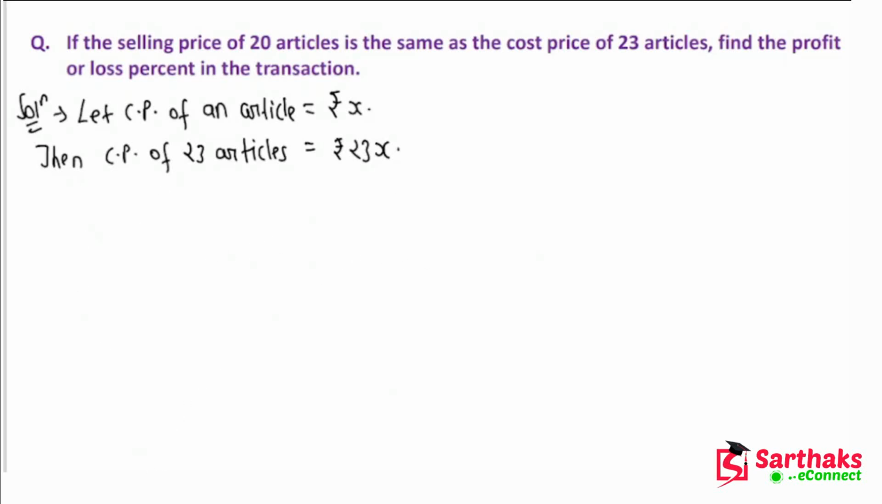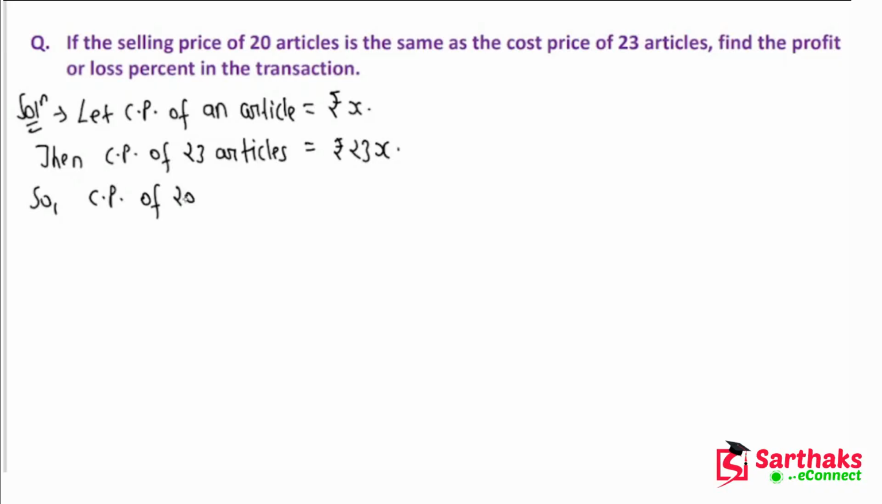Now it says the selling price of 20 articles is same as cost price of 23 articles. Okay, so find the profit or loss percent. So what you can do is you can find that selling price of 20 articles would be this 23X because it is the cost price of 23 articles. Let us find out that what was the cost price of these 20 articles. Okay, and then we'll see that are we getting a profit or loss.